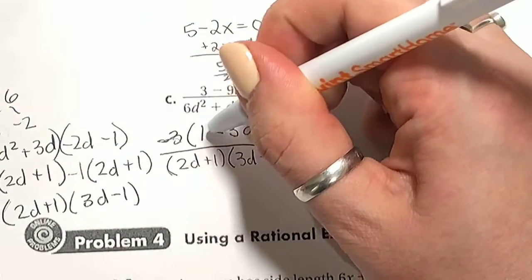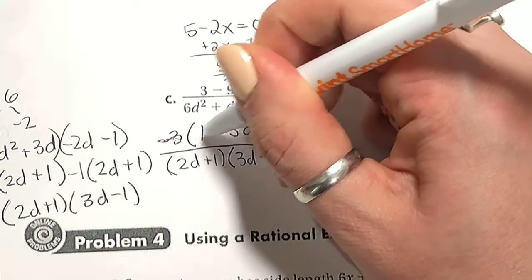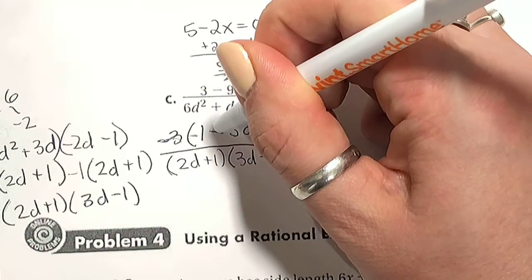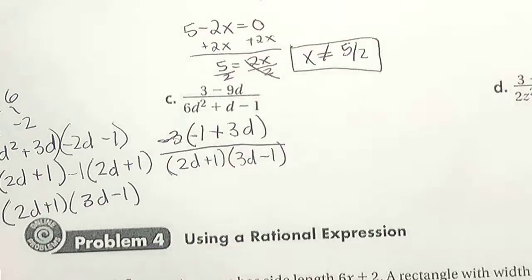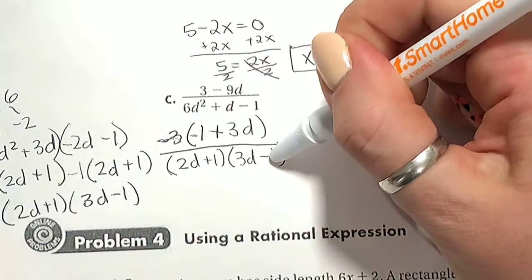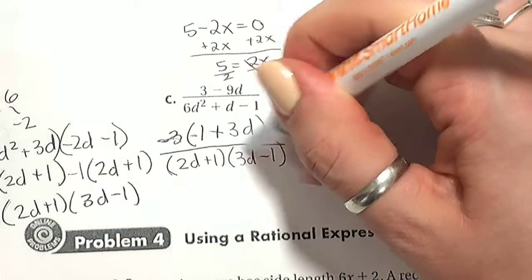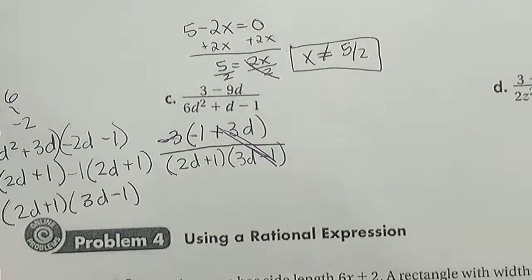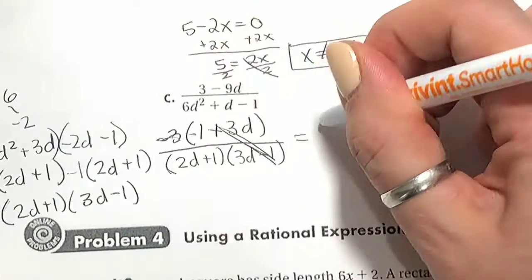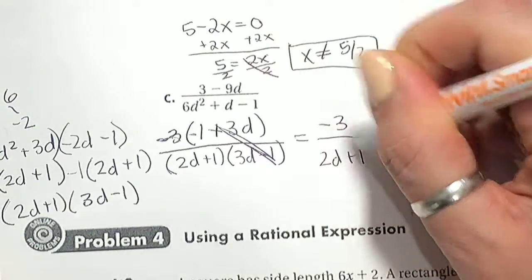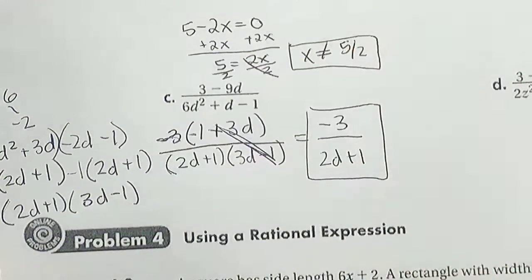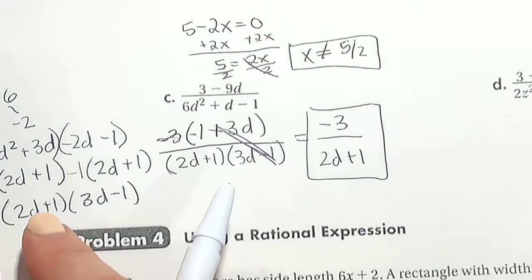out a -3. And if I take that negative out, it just makes that 1 turn to a -1, and then that 3d will turn to a +3d. So now the top and the bottom match. I have a +3d and a -1 in each group. So I can go ahead and cancel those. So my answer, I would have that -3 in the numerator and then the 2d plus 1 in the denominator. And that's my simplified form.